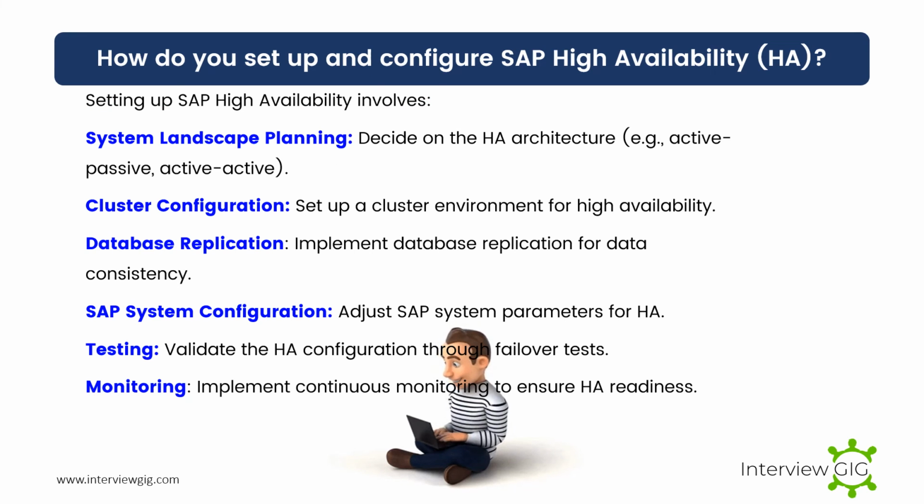How do you set up and configure SAP High Availability, HA? Setting up SAP High Availability involves system landscape planning. Decide on the HA architecture, e.g., active-passive, active-active. Cluster configuration: set up a cluster environment for high availability. Database replication: implement database replication for data consistency. SAP system configuration: adjust SAP system parameters for HA. Testing: validate the HA configuration through failover tests. Monitoring: implement continuous monitoring to ensure HA readiness.